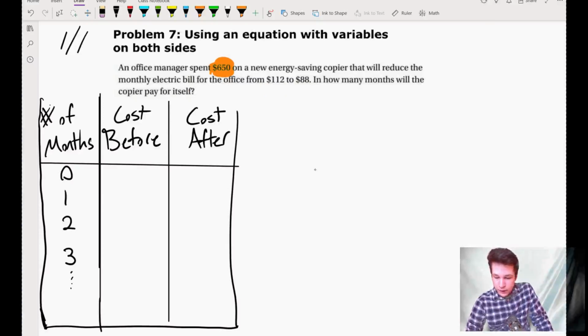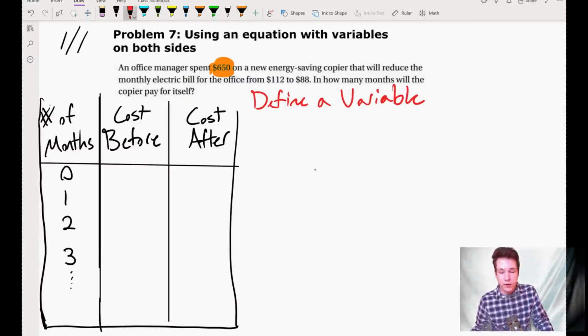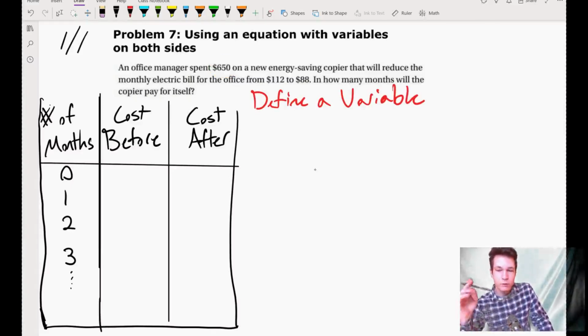So to answer this, we have to define a few things. First of all, before we can even write an equation, we need to define a variable. Okay, and we have to think, look at this problem. What's going to be the factor here? What changes? What is my changing number here? What is unpredictable?